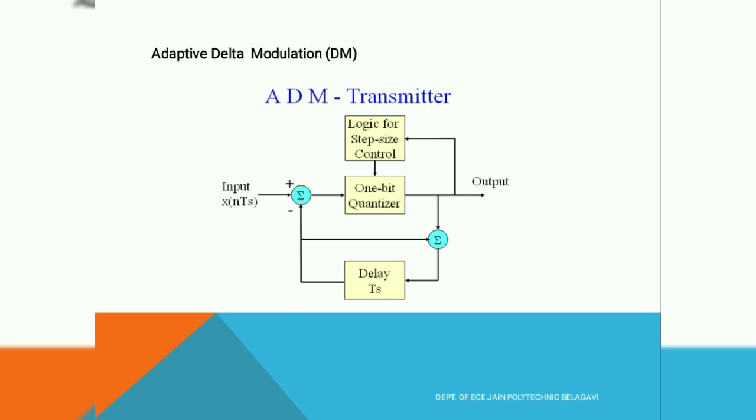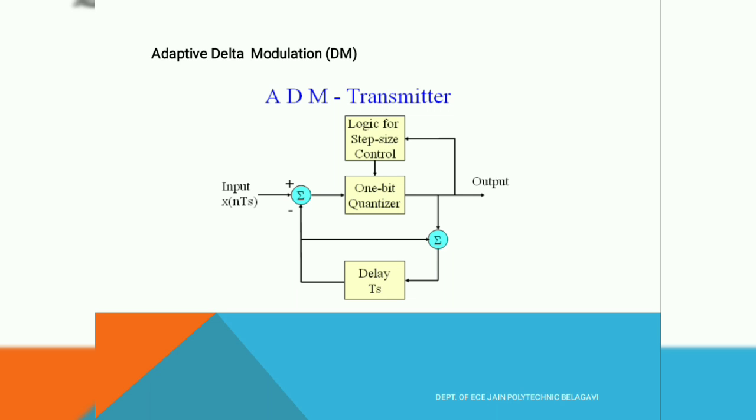Here x of nTs is the input signal, similar to delta modulation. You get the error e of nTs, that is the error signal. It is the difference between the sampled input signal and the quantized signal. If the sampled input signal is greater than the quantized signal, you will get plus delta; if it is less than, you will get minus delta. If there is a slope overload distortion, you just adjust the delta, that is, adjust your step size.